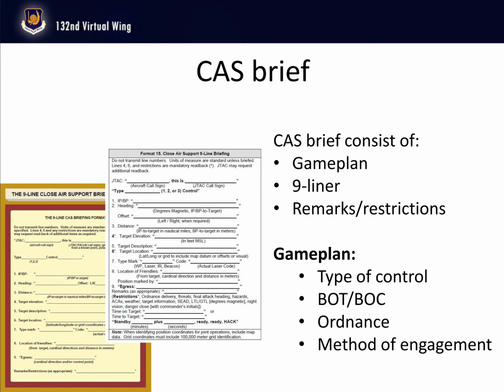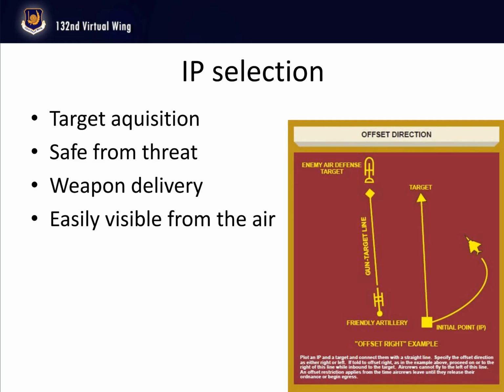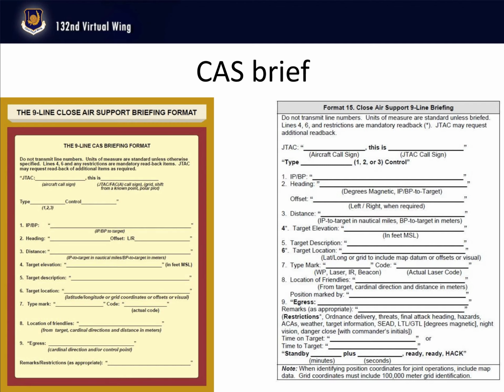The 9 line, I'm now on slide 16. It's the format that you should already have. As the name states, it's 9 lines. Usually it's read very quickly by the JTAC. I will try to do it slowly because I read English slowly, but it's also a first time. Those 9 lines should provide the initial target information to let you know where the target is, and of course where the friendlies are.